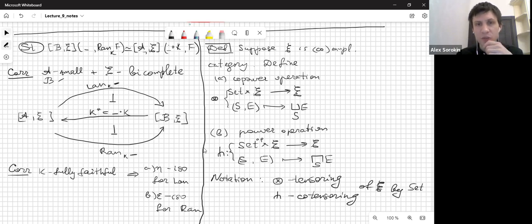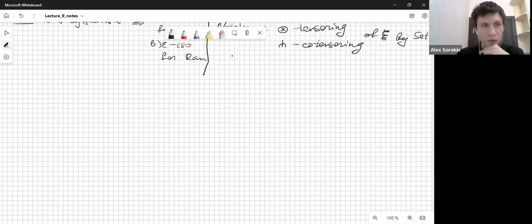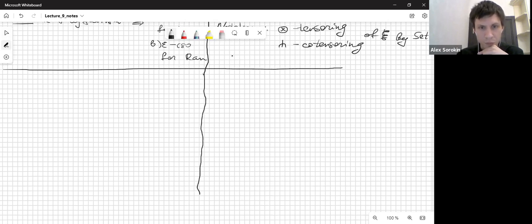Okay, nice. So every time you see tensoring of any object of E by a set S, you mean that it's the coproduct of this object S times. And the same with cotensoring, it's a power operation, so the product of this object S times. Good. Now we can write down a computational formula. So theorem.